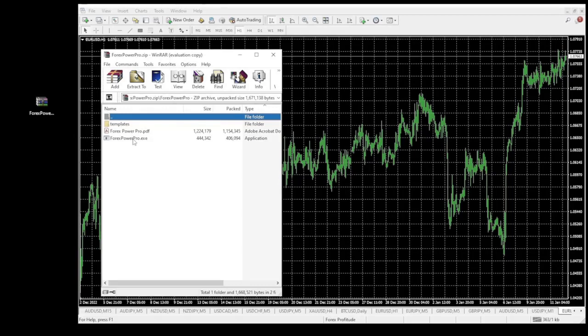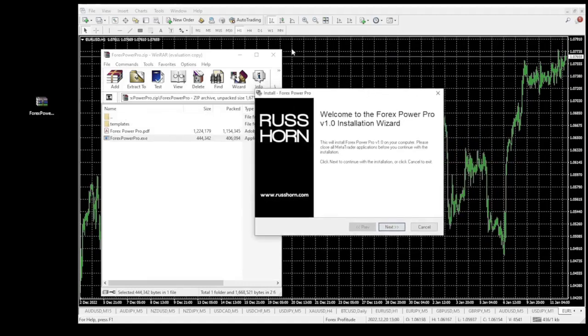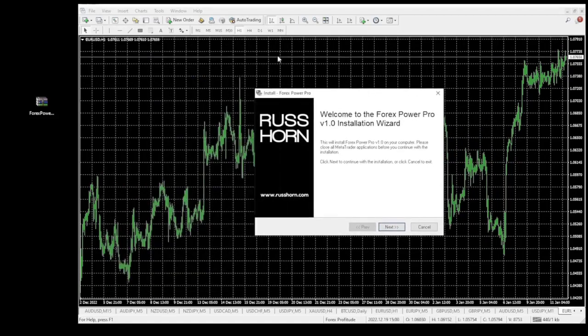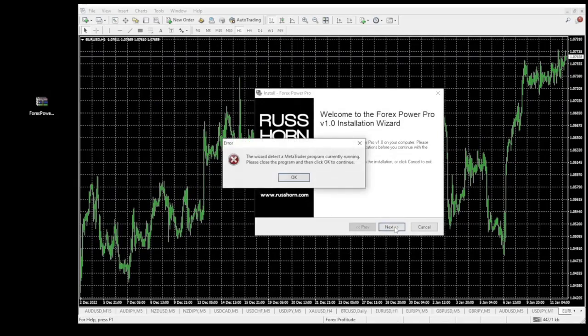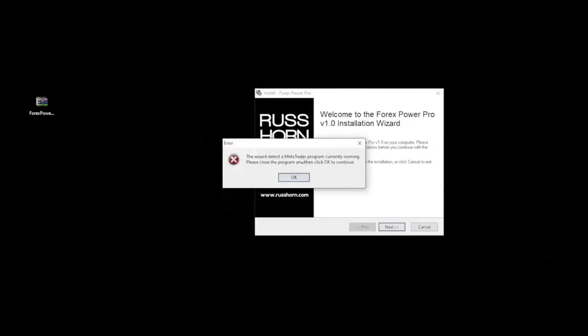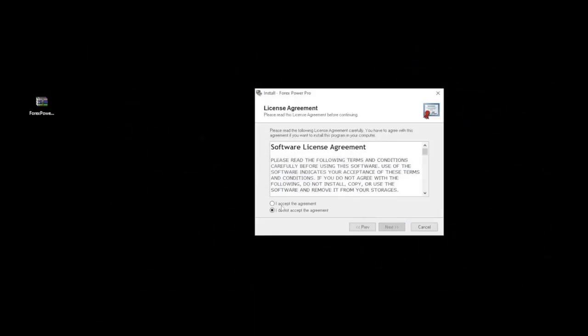So I'm going to double click this to run it. And with that, I get this installation wizard. Now I'm going to close the zip file, and on the installation wizard, I'm going to click next. And I get this error message. This is the installation wizard detecting that there is a MetaTrader program currently open. So I'm going to close this MetaTrader platform simply by clicking the X. And with that closed, I'm going to click OK. And from here, I'll accept the agreement and click next.